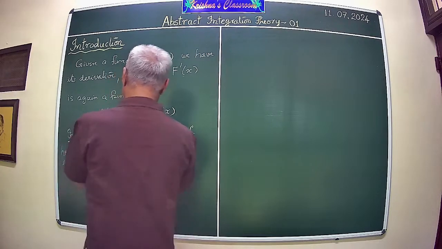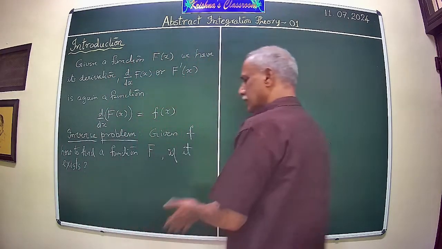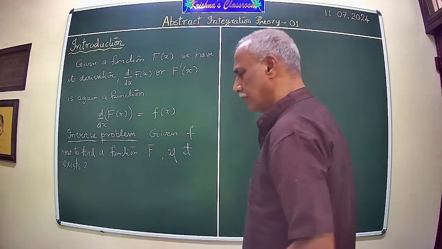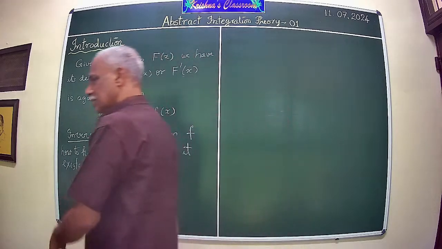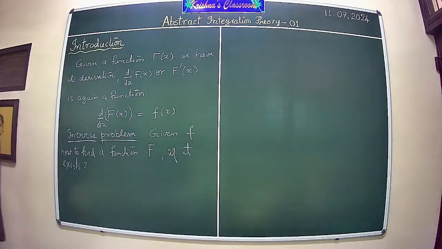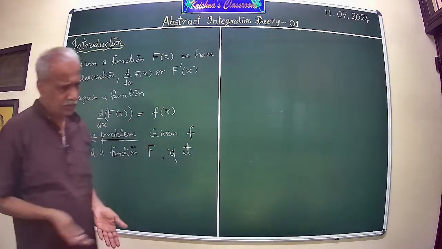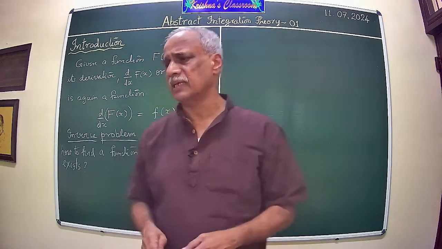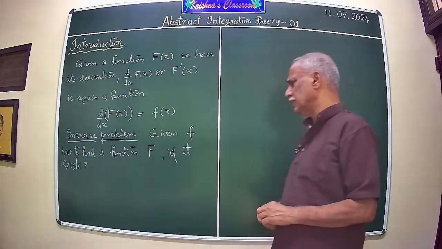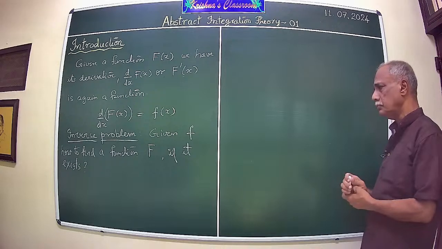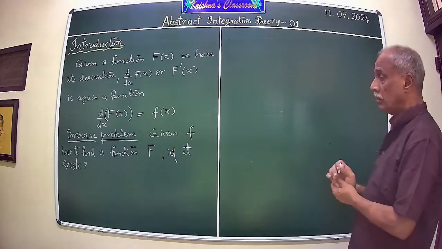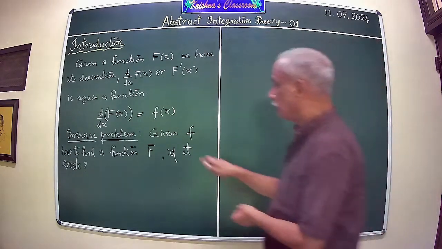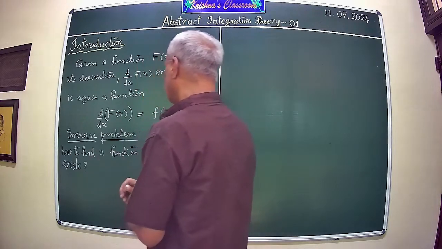And in many examples, we found that elementary functions differentiated will give you elementary functions. Their combinations also give combinations when differentiated, and one could really handle a large class of functions in this way. But now the problem is, given f, how to find this capital F?